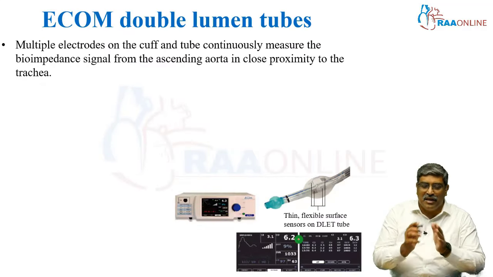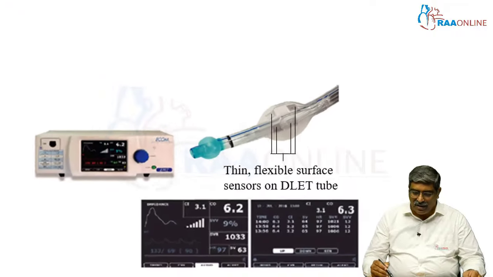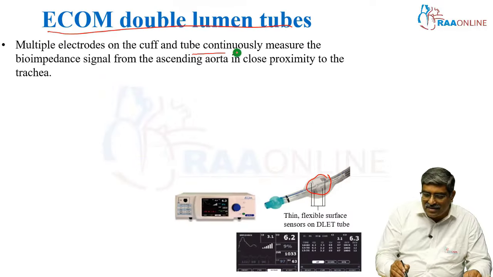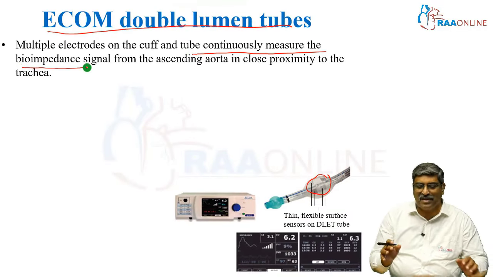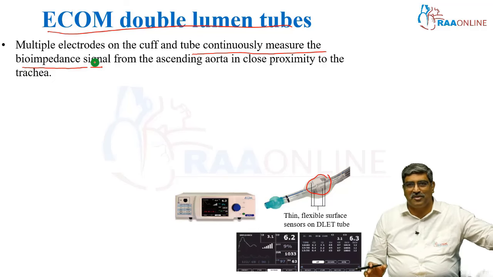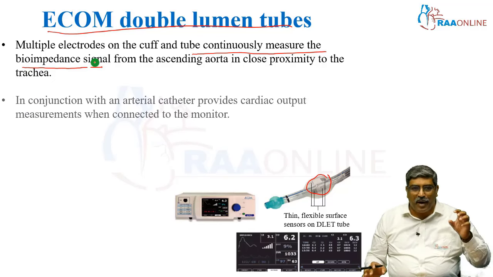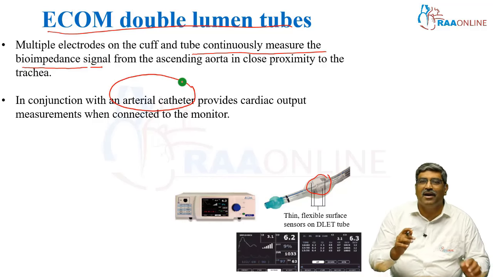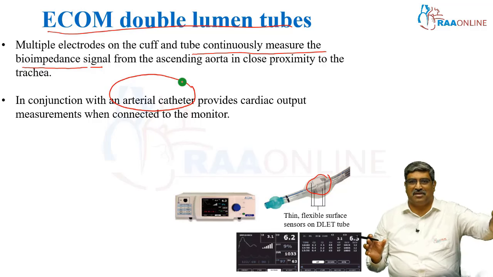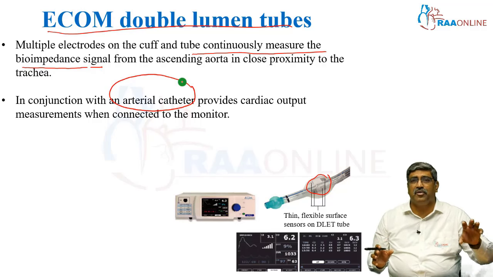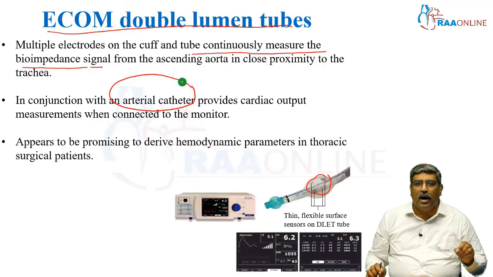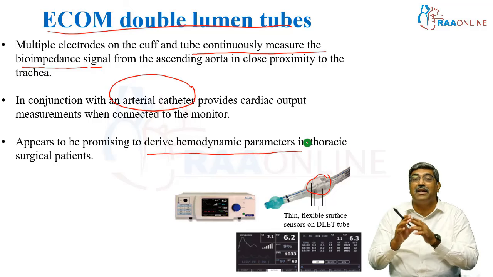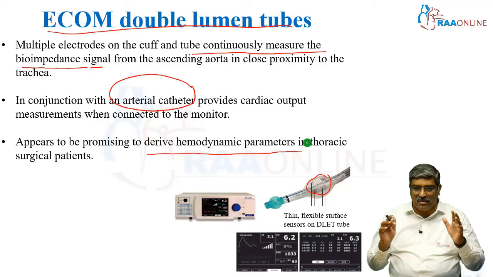Next comes the ECOM double-lumen tube. Here you have multiple electrodes on the cuff, and this continuously measures the bioimpedance signal from the ascending aorta in close proximity to the trachea. With this bioimpedance signal, it calculates the cardiac output in conjunction with the arterial catheter. So, with these multiple electrodes on the cuff, you can calculate the cardiac output, and this helps in deriving the hemodynamic parameters, particularly in high risk thoracic surgical patients.